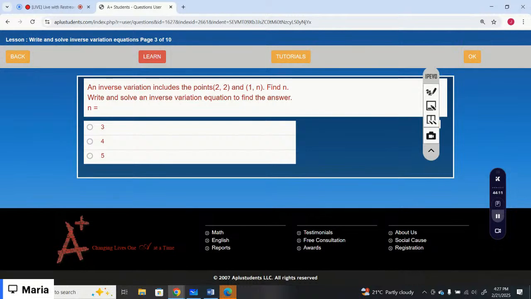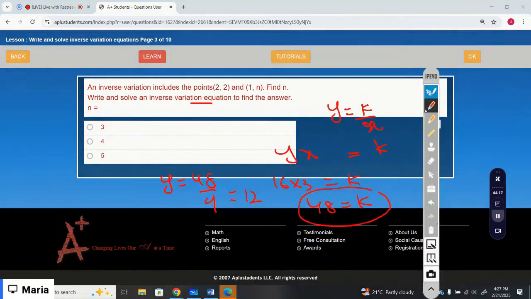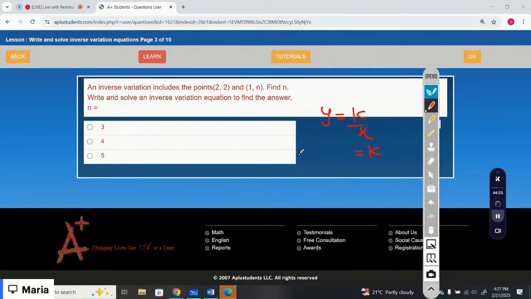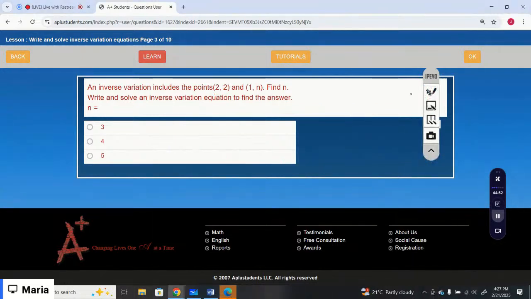An inverse variation includes the point 2, 2 and 1, n. Find n. So y equals k by x, k equals y times x. X and y, they both are 2. So 2 times 2 is 4. K equals 4. Now use k and x and find the y. X is 1, so y equals 4. Option number 2 is the correct option.